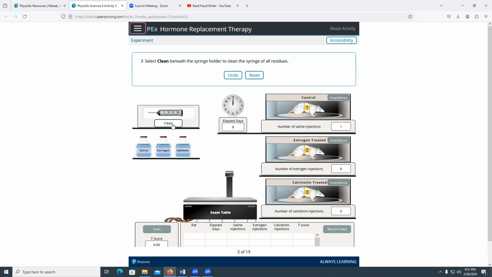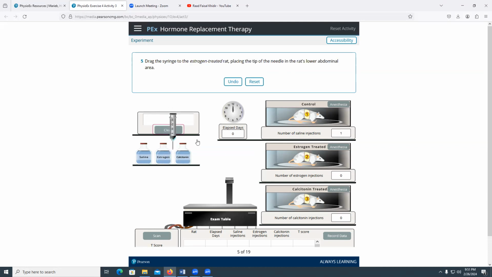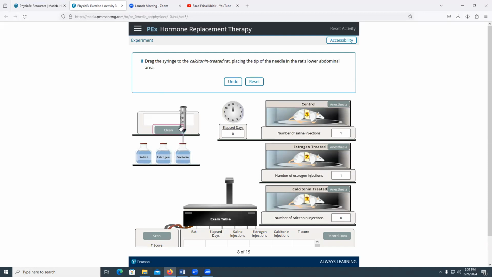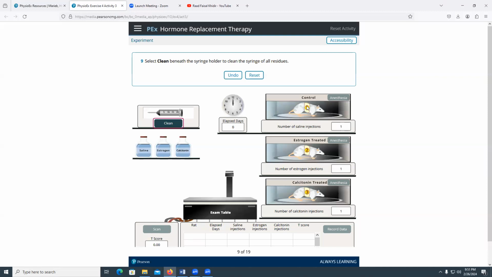After that, I clean my syringe. Then I take the syringe, put it in the estrogen, take some estrogen and inject my estrogen treated rat, clean it, then take calcitonin, 1 milliliter. We always take 1 milliliter when we're injecting. So that's 1 milliliter of saline, 1 milliliter of estrogen, and 1 milliliter of calcitonin.